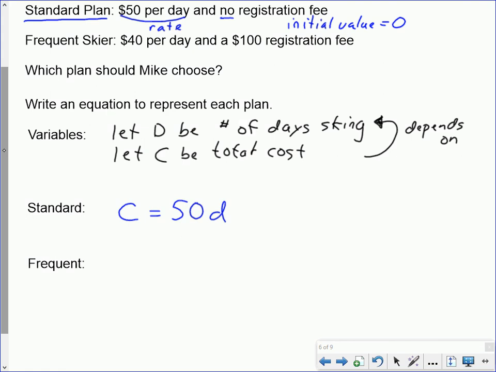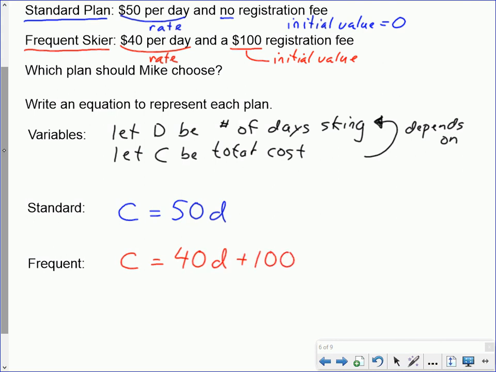For our frequent plan, it costs, I'm doing this in red, $40 per day is our rate. This $100 is our initial value, the amount that he has to pay right at the beginning. So our equation is going to be the cost is $40 for each day plus that $100 registration fee.